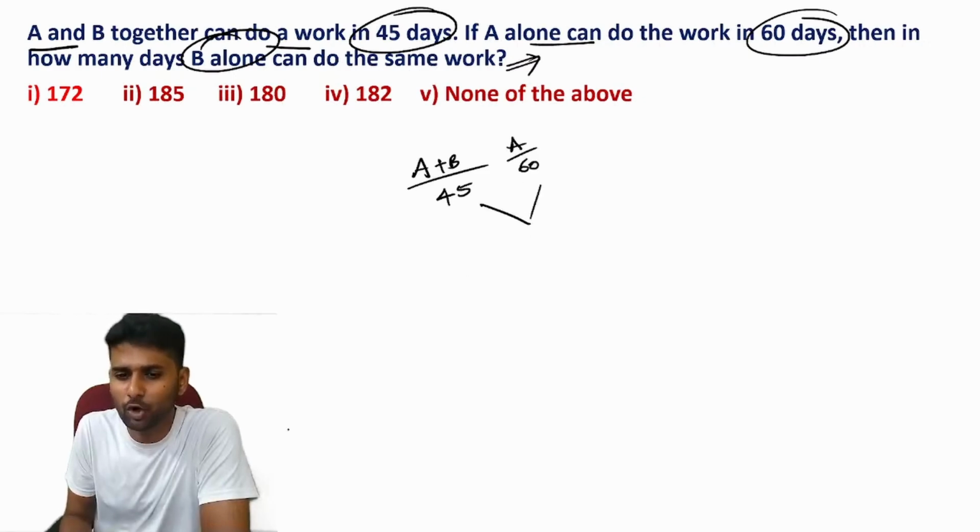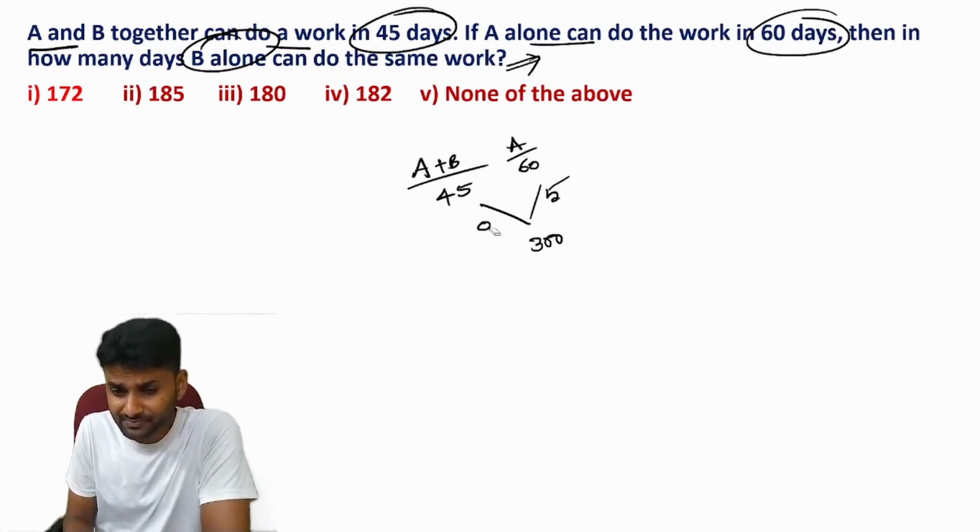Now just go through the common multiple. The common multiple of these two numbers is exactly 300 units. Here A's efficiency is 5 units. What about AB's efficiency? If you go through the calculation, 45 is multiplied with 2 times is 90. Sorry guys, give me a second.